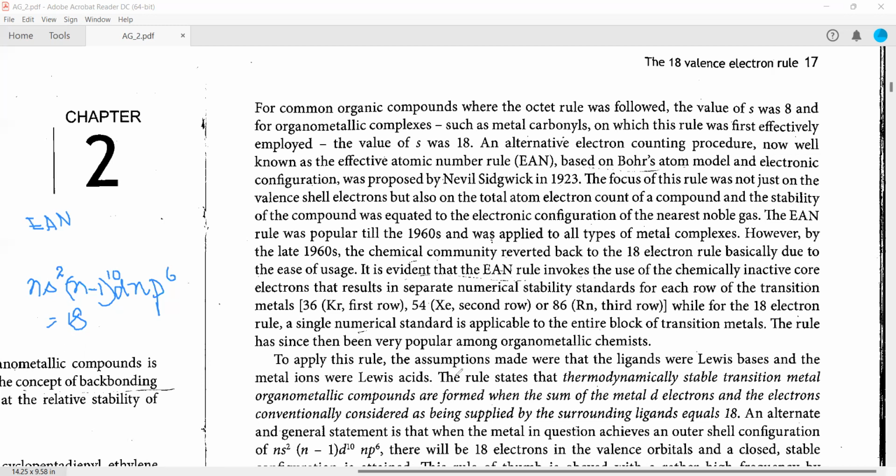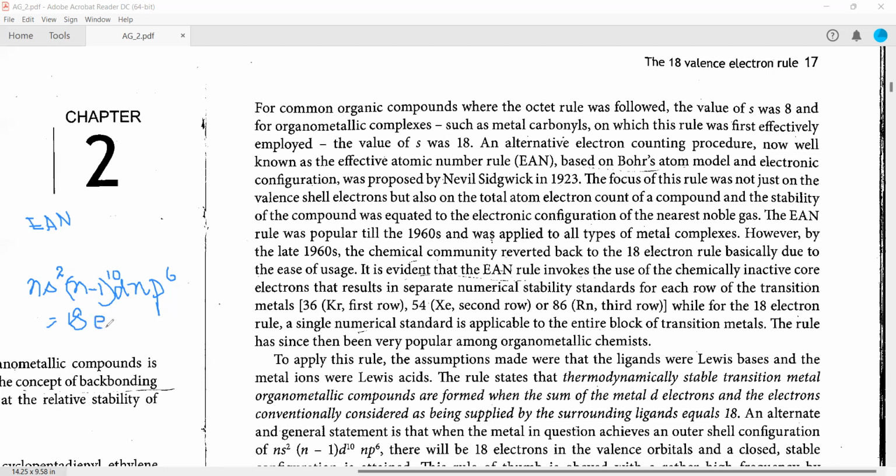To apply this rule, the assumptions made were that the ligands are Lewis bases and the metal ions are Lewis acids. And the rule states that thermodynamically stable transition metal organometallic compounds are formed when the sum of the metal electrons and the electrons conventionally considered as being supplied by the surrounding ligands equals 18. So here this orbital needs to be filled, and for this you need 18 electrons.